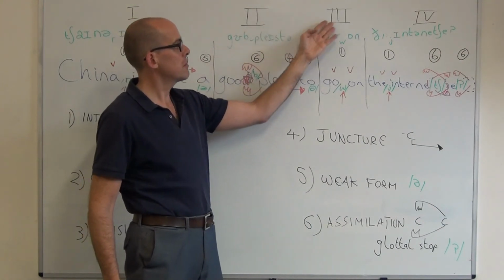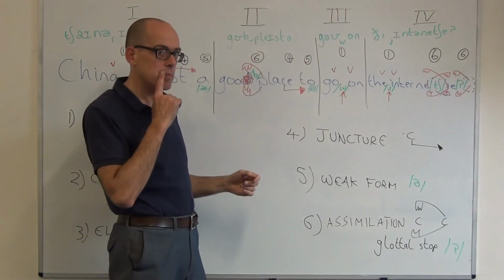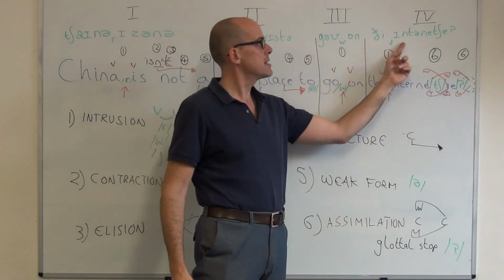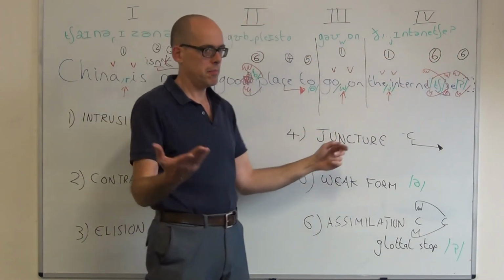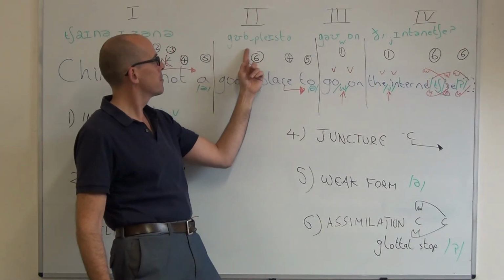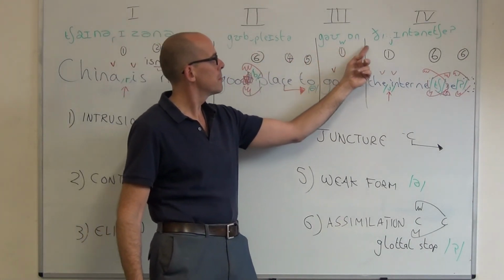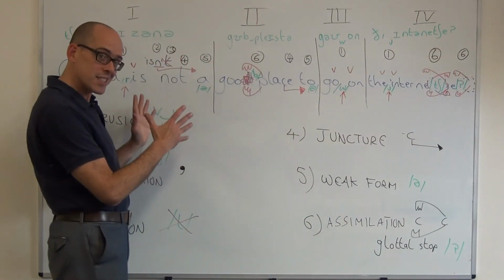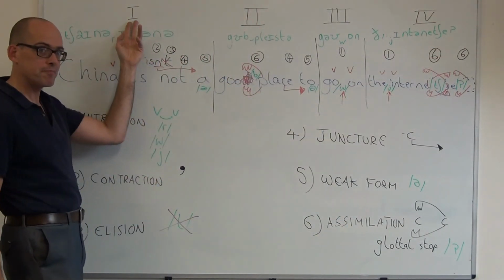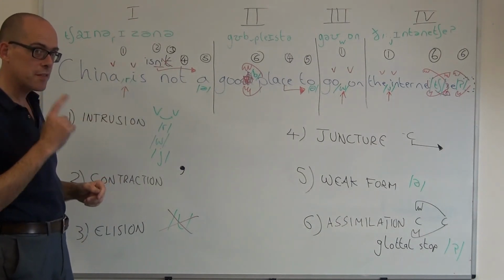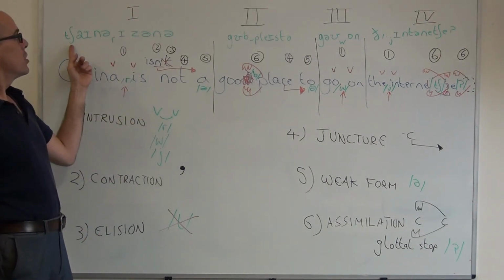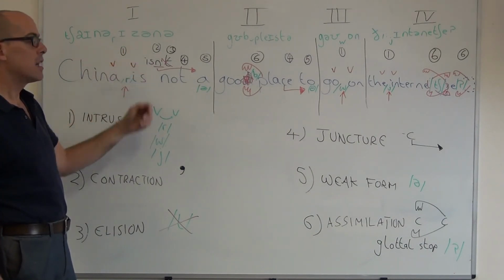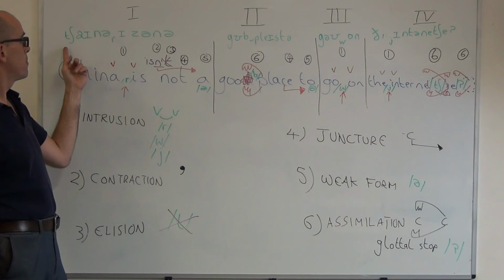Now 2, 3 and 4. Listen and repeat after me. Good place to go on the internet check. Now you try. And where we started, sound word number 1. Listen and repeat after me. China isn't. Now you try.